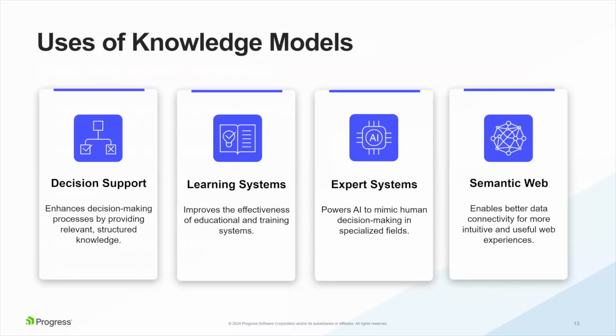So some uses of knowledge models. We could use them in decision support. We could use them for learning systems. We can use them for expert systems or on the semantic web. More practical uses, we've connected to CMSs, CRMs, search engines, business analytics and business intelligence systems like Tableau or Domo, Power BI, those kinds of things. You can integrate with chatbots. You can integrate with ITIL, RTSM systems, things like that.